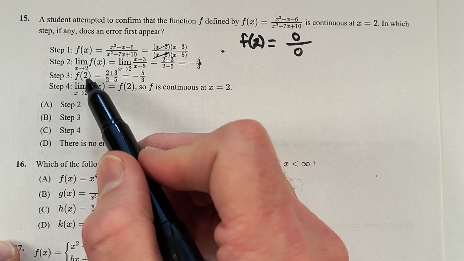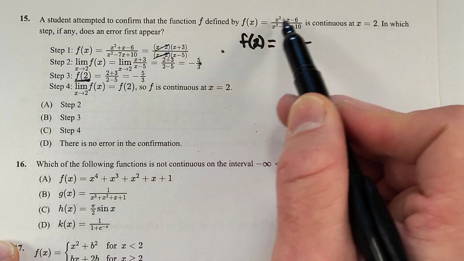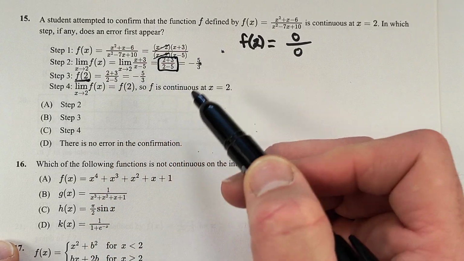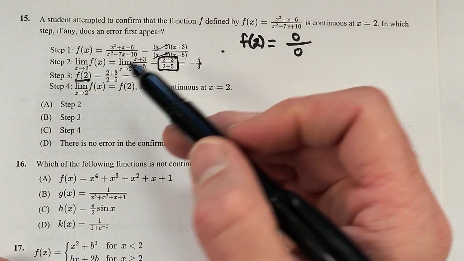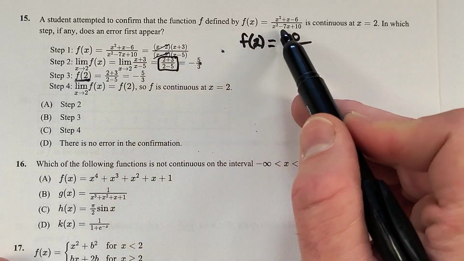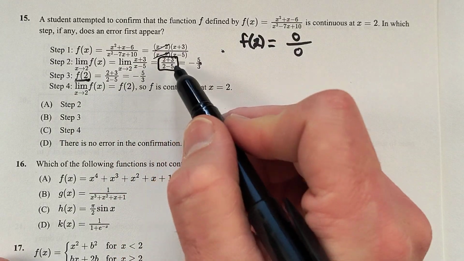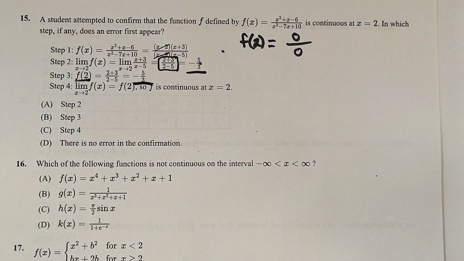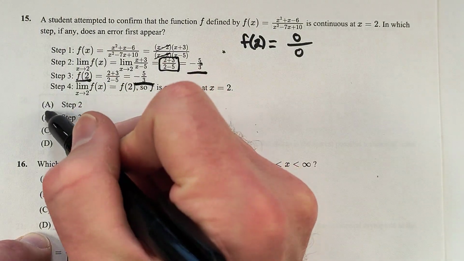In step 3, this student evaluated the function, but not the regular function. They evaluated the simplified version of the function. And so that's an error right there. That's where their error crept in. They evaluated the function after simplifying when they should have evaluated it at 2 prior to simplifying. So the student sees negative 5/3 and negative 5/3 and says, oh, it must be continuous. And so that's where the error crept in, in step 3.